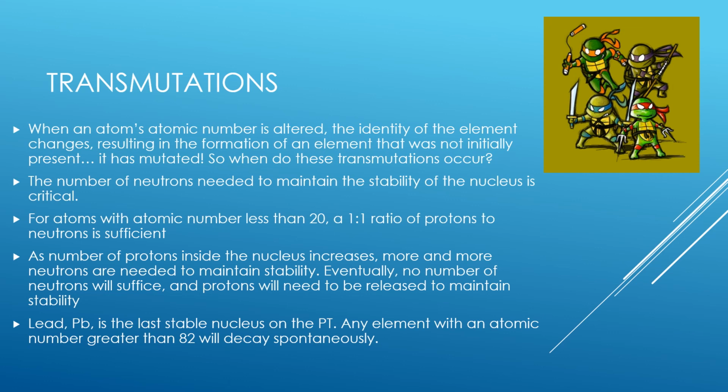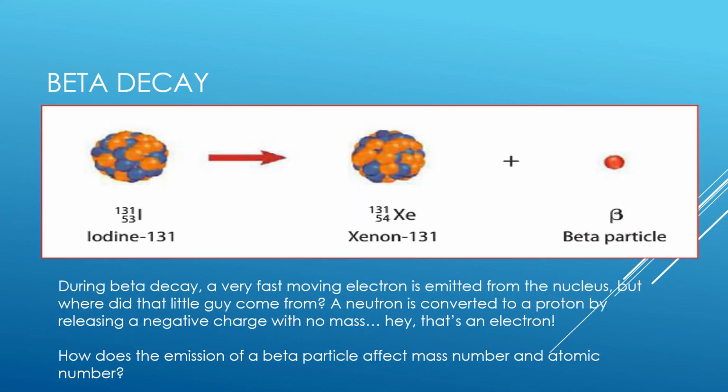Lead, with the atomic symbol Pb, is the last stable nucleus on the periodic table. Any element with an atomic number greater than 82 will decay spontaneously. So that means if there's more than 82 protons in the nucleus, your nucleus will start to spontaneously emit radiation to get rid of those extra positive charges until that nucleus becomes stable. So let's take a look at each type of radiation again. These are the particles that your nucleus will give off in order to become more stable.